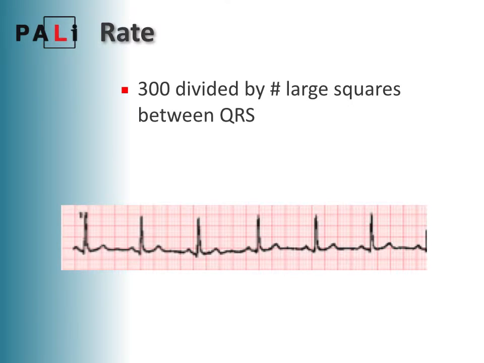Next, we want to look at rate. Rate is calculated by dividing 300 by the number of large squares between each QRS complex. In this example, there are 4 squares between each QRS complex. Therefore, the rate is approximately 75.